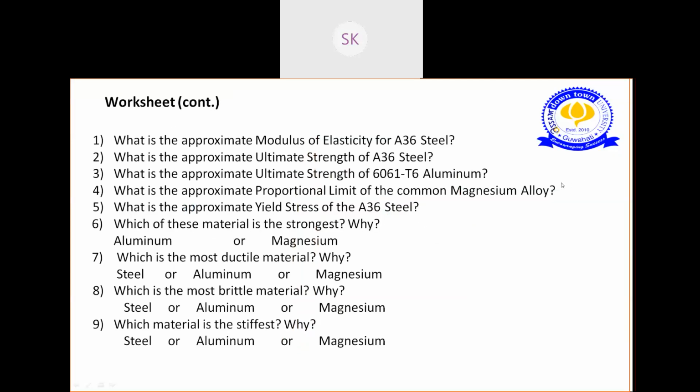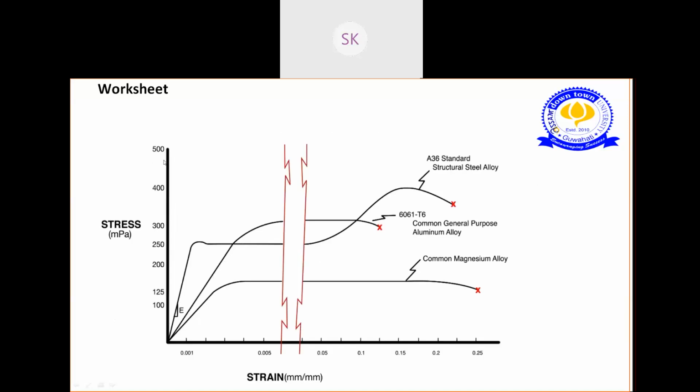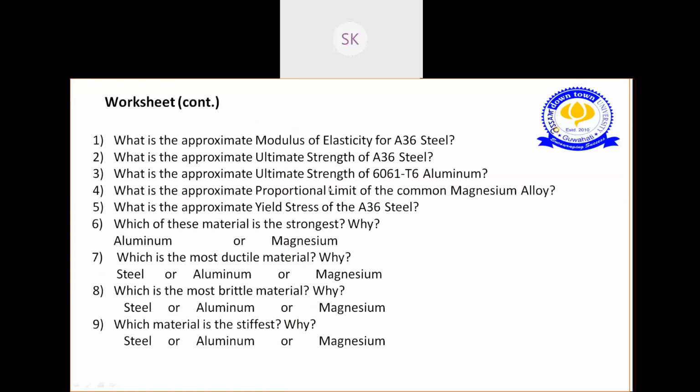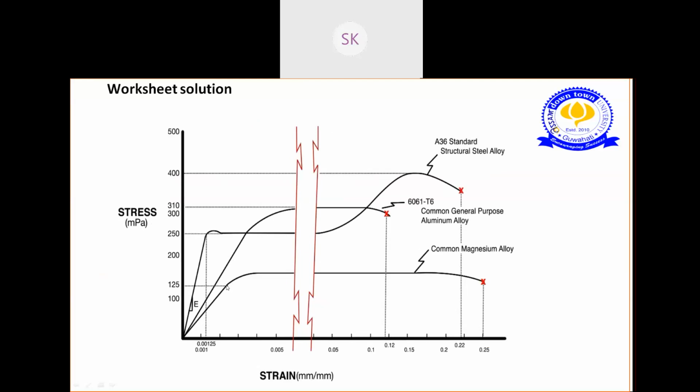Next question is, I have been asked to find the proportional limit of the common magnesium alloy. So which point was the proportional limit? The point where the straight part of the curve ends, right? This is your proportional limit. From this point your curve starts bending. So this will be your proportional limit, which is 125.